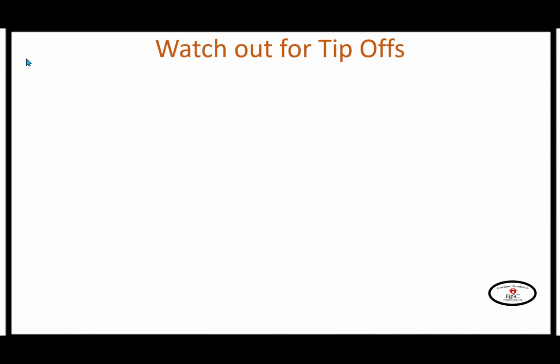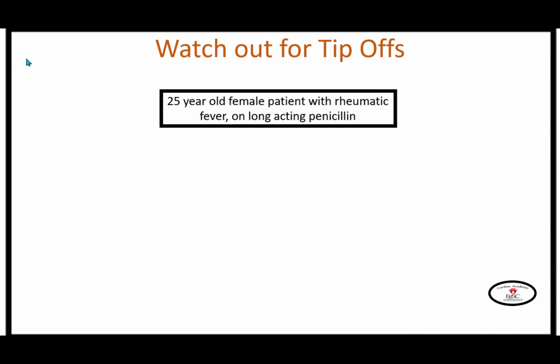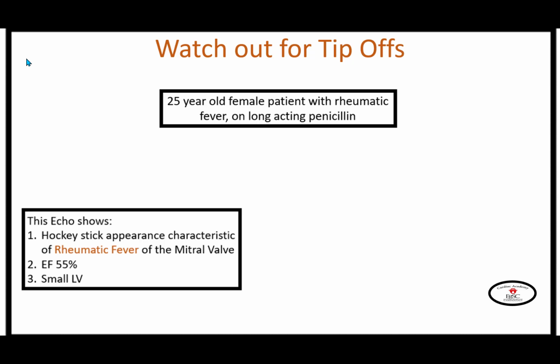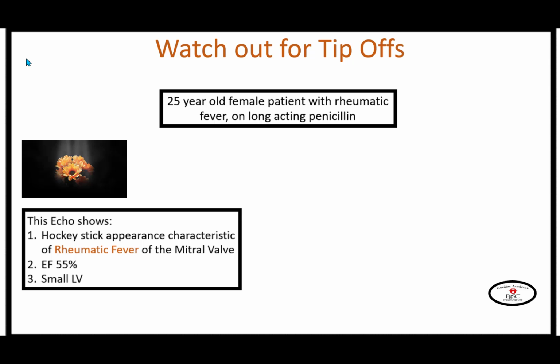Avoid tip-offs and clues. Watch out for tip-offs. For example, 25-year-old female patient with rheumatic fever on long-acting penicillin, and this is the option set that we've been given. Her echo shows, number 1, hockey stick appearance, characteristic of rheumatic fever of the mitral valve. Number 2, ejection fraction 55%. Number 3, small left ventricle. All right, I could give you a picture of flowers, and you'd still be able to get this question correct. Of course, it's number 1, hockey stick appearance, characteristic of rheumatic fever of the mitral valve, right?